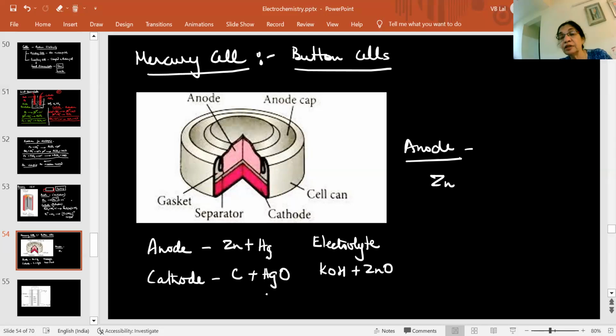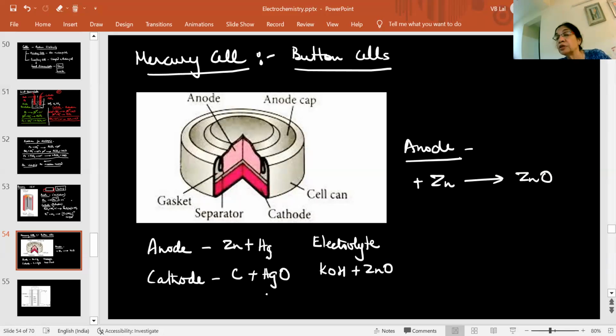Zinc changes to zinc oxide. Now you have to balance this equation. How do you balance the equation? The first step is you should balance the element other than oxygen. So zinc is already balanced. One zinc here, one zinc here. Then you balance oxygen. How do you balance oxygen? By writing the number of water molecules which is equal to the number of oxygen atoms.